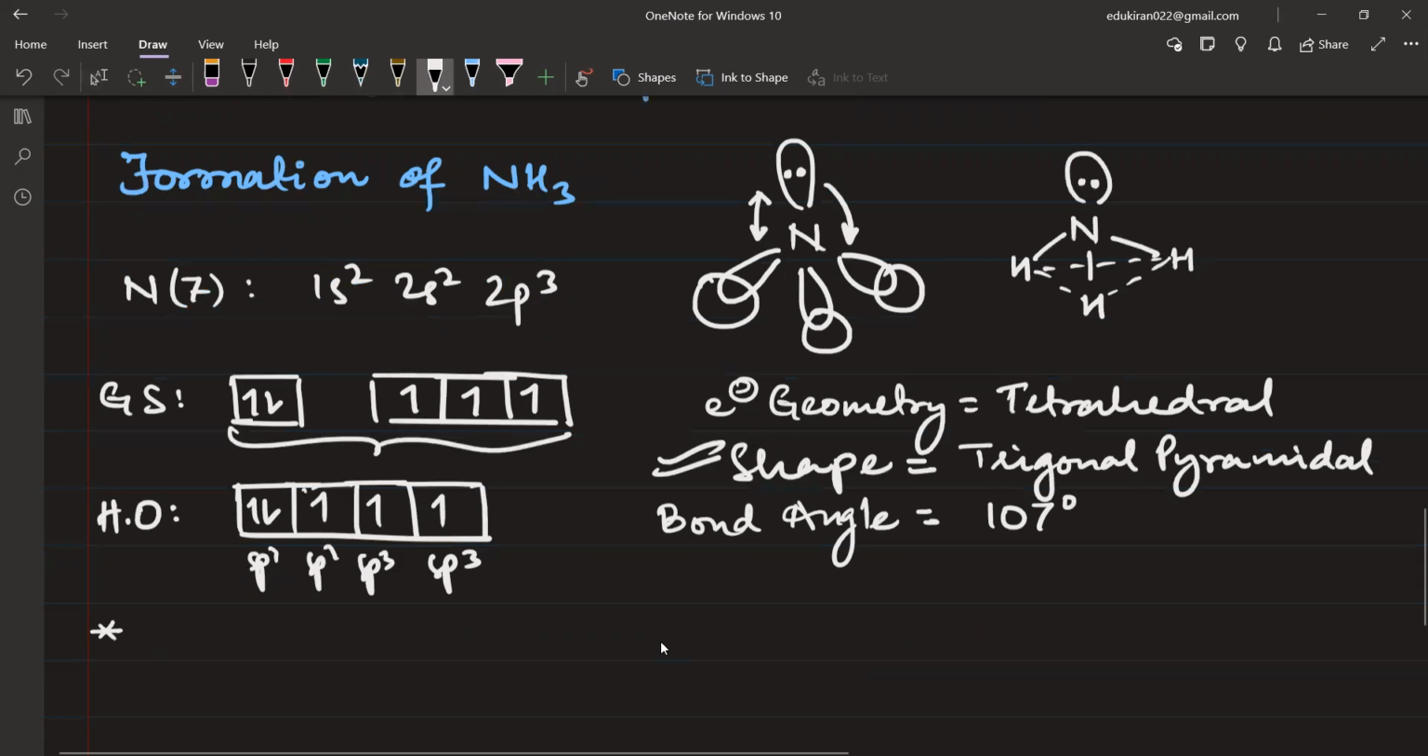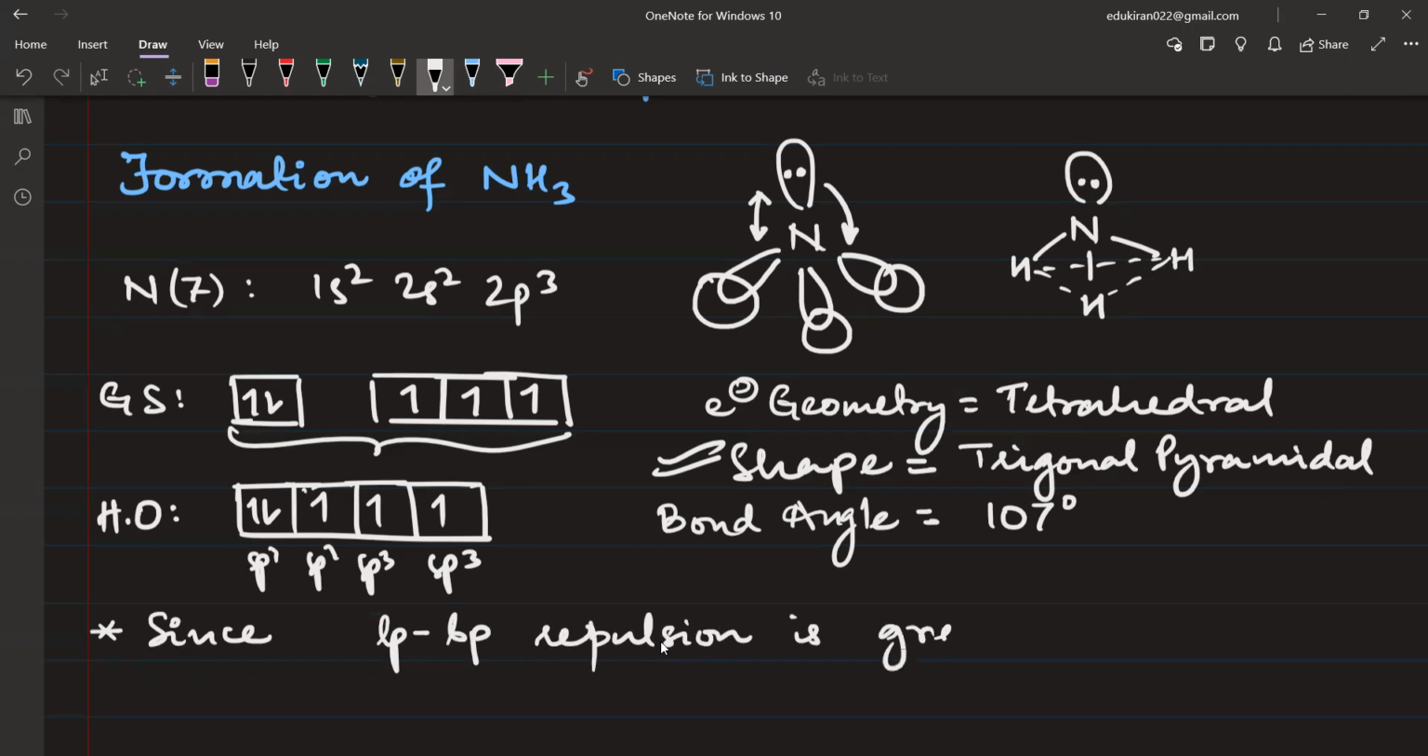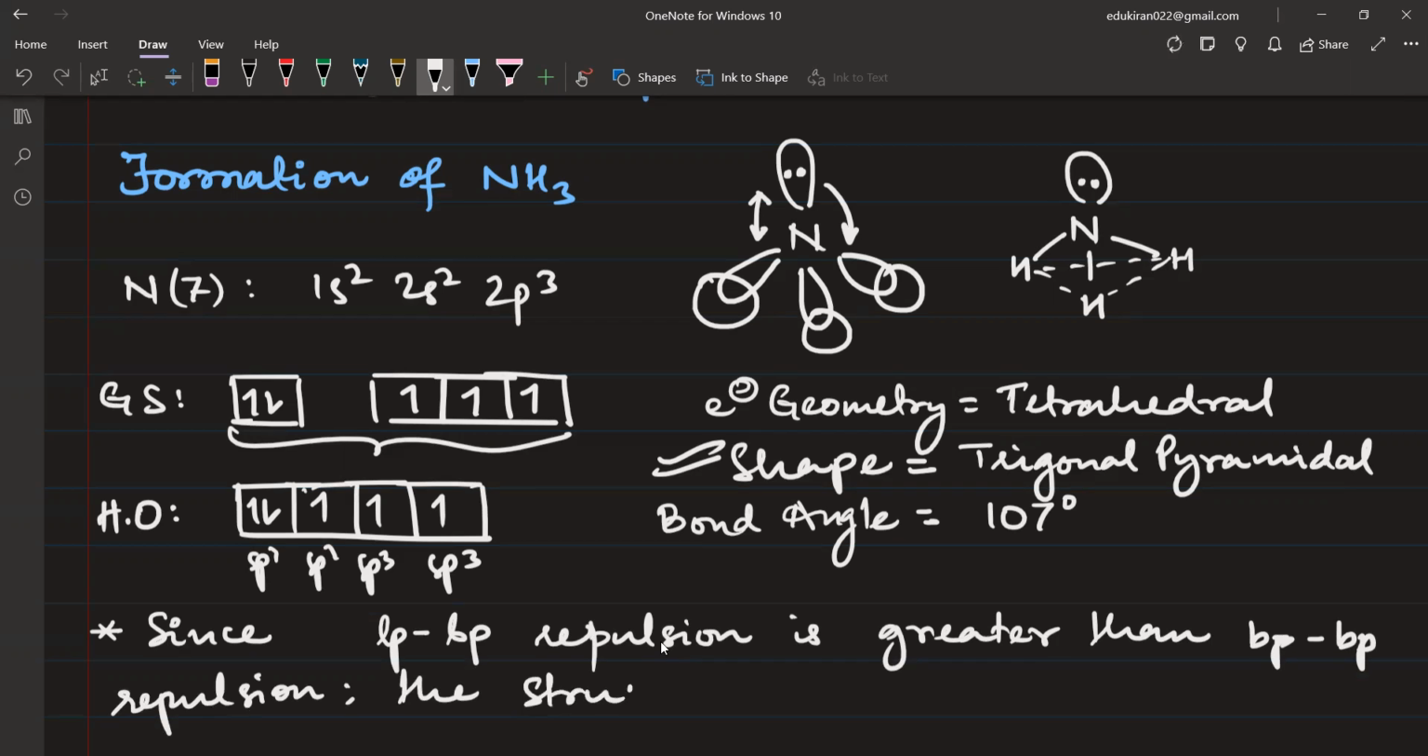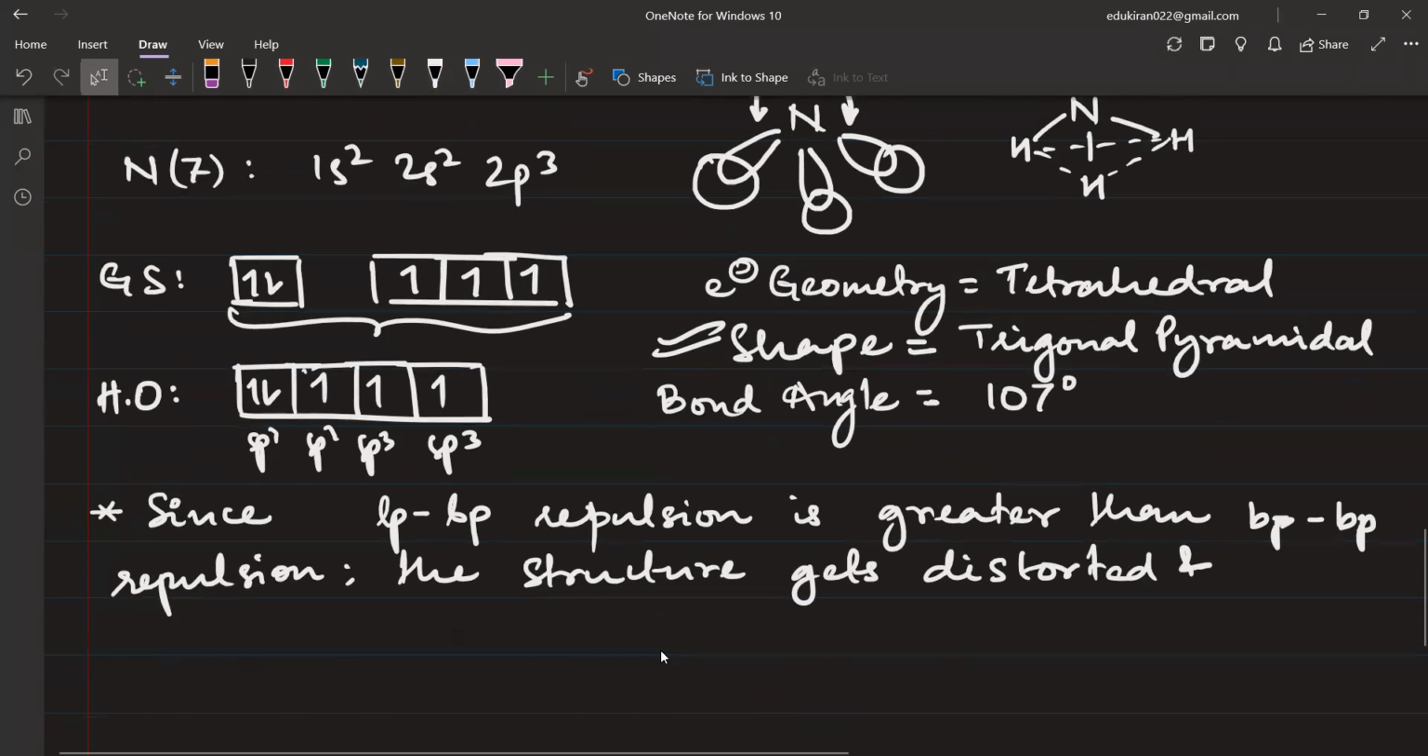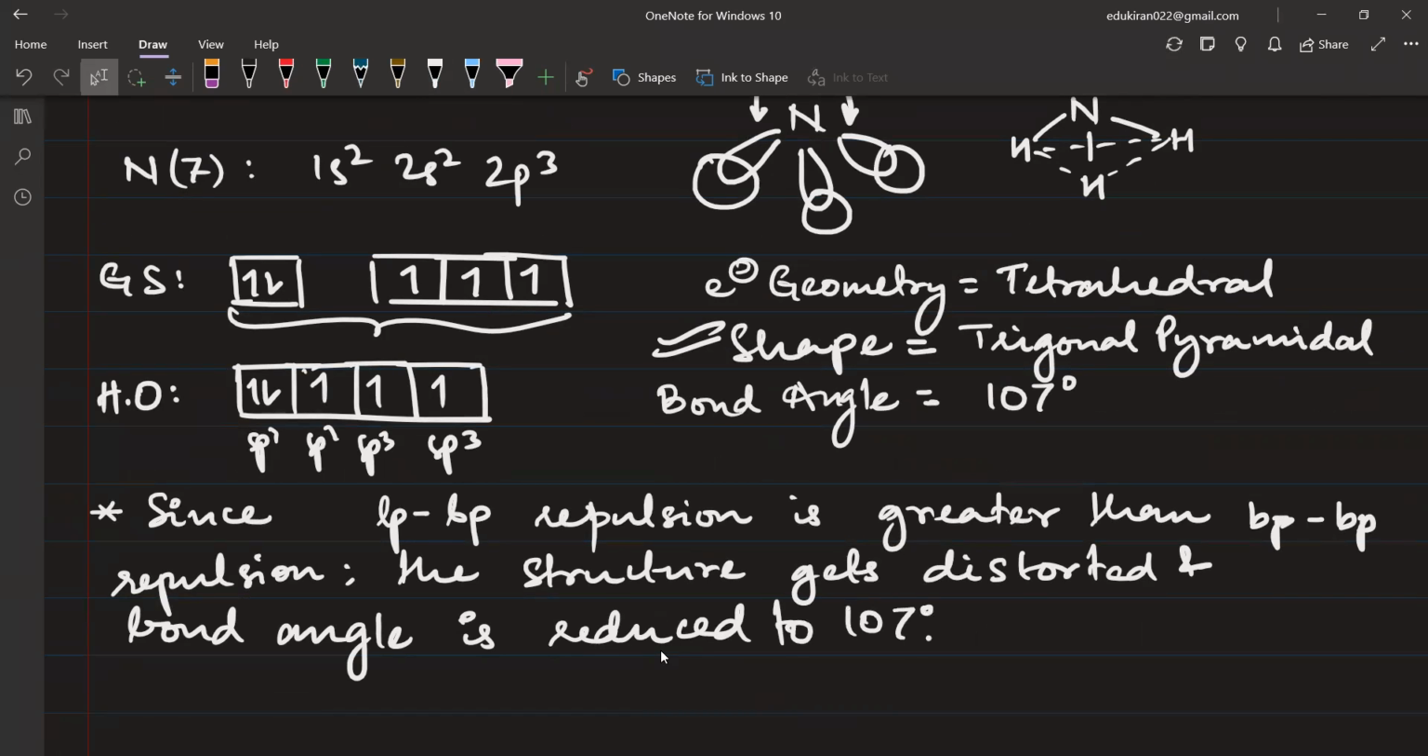So write this point. Since lone pair bond pair repulsion is greater than bond pair bond pair repulsion, the structure gets distorted and the bond angle is reduced to 107 degrees.